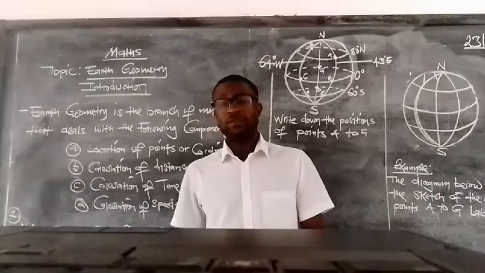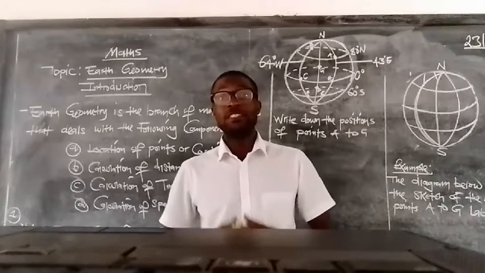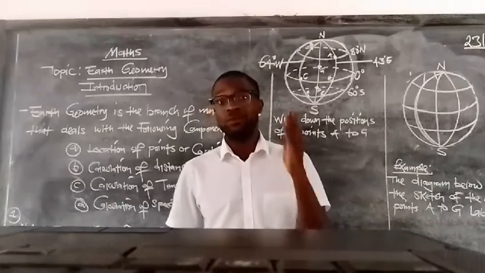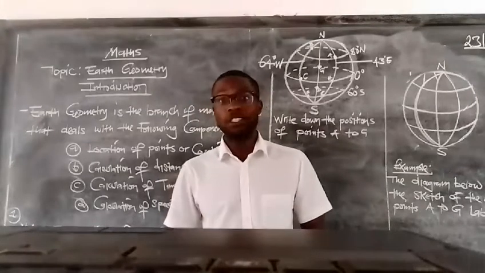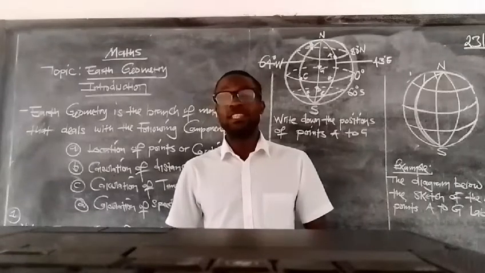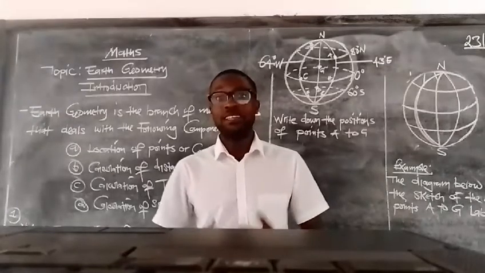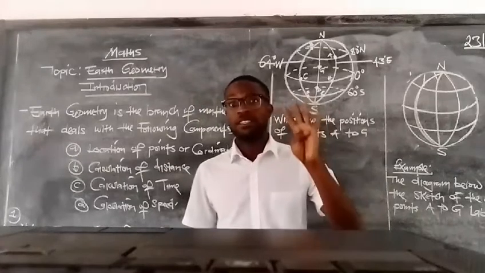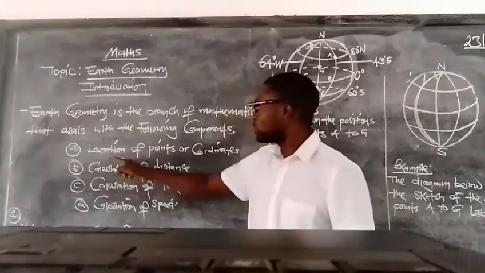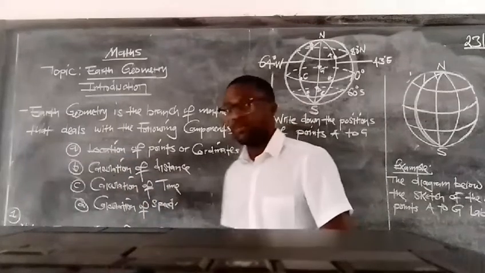Before I go any further, allow me to give an introduction of what consists of Earth geometry. Earth geometry is the branch of mathematics that basically deals with four components. The first component is the location of points, which are also known as coordinates. Number two, it deals with the calculation of distance. Number three, the calculation of time. And the last one, the calculation of speed. So like I said earlier on, those are the four components that Earth geometry deals with: the location of points, calculation of distance, calculation of time, and calculation of speed.